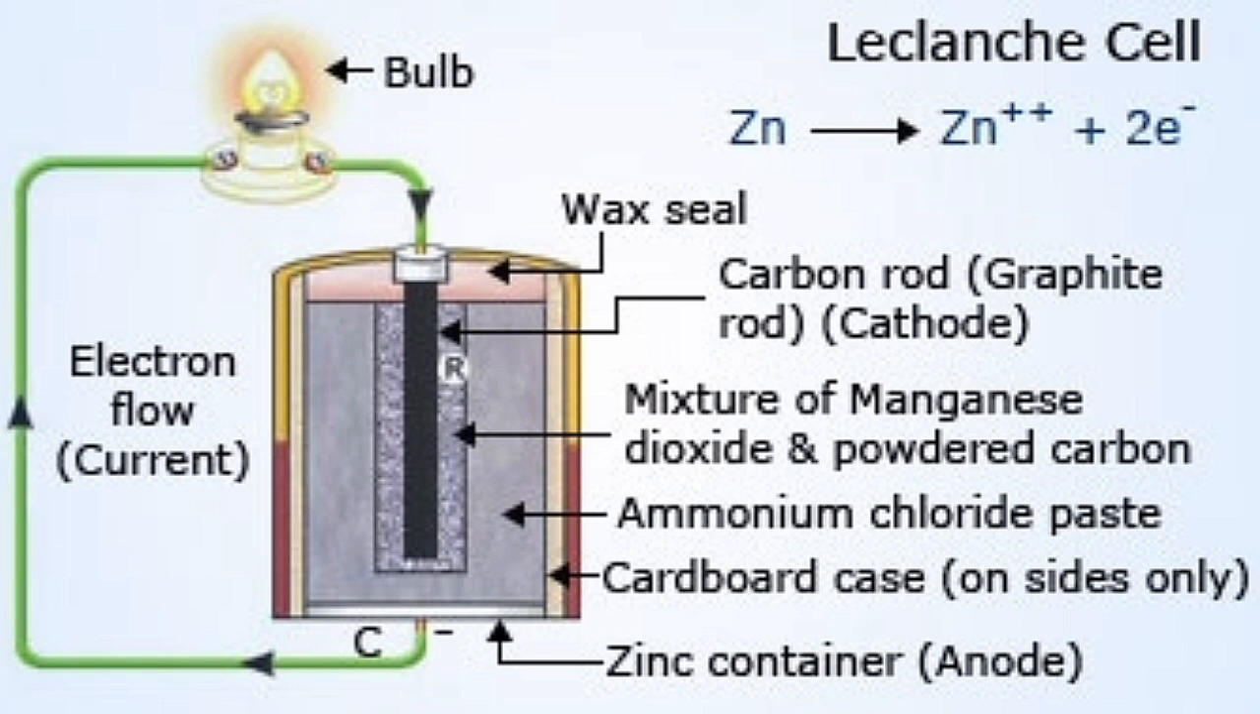But take note of this: the function of the manganese(IV) oxide in the Leclanché cell is to prevent polarization. This is a JAMB question or WAEC objective question. The function of the manganese(IV) oxide in the Leclanché cell is to prevent polarization in the cell. That's a depolarizer. So manganese(IV) oxide is a depolarizer in the Leclanché cell.